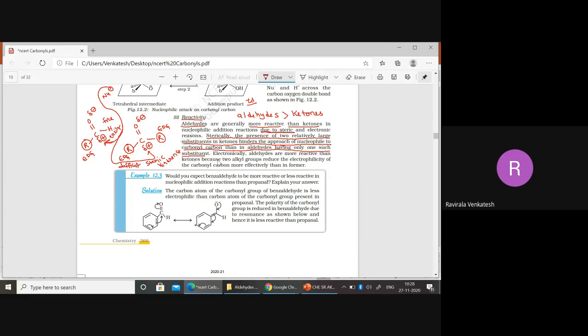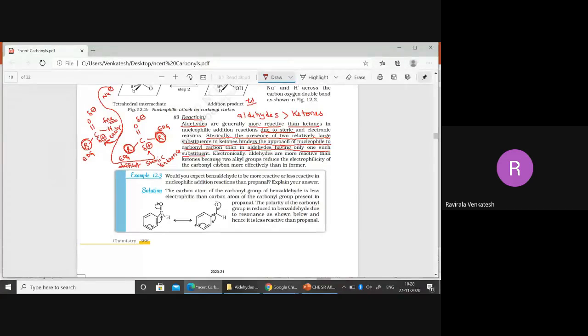Here only one bulky group is there. This part is free. Here, both sides, bulky groups are there, here and here. That is the reason behind it, isn't it? Attacking of nucleophile is getting difficult here, right? So the first reason is okay. Based on steric hindrance, ketones are less reactive, correct?